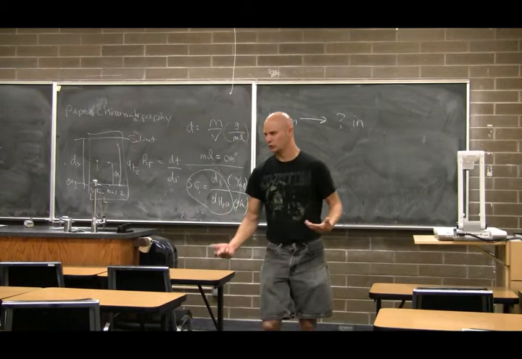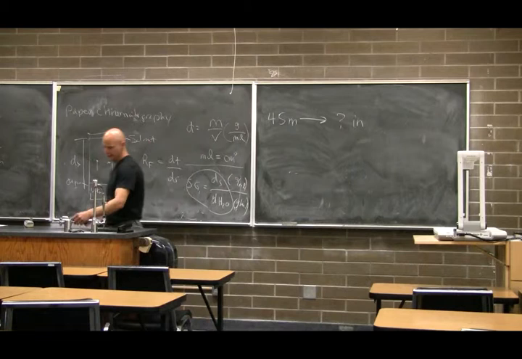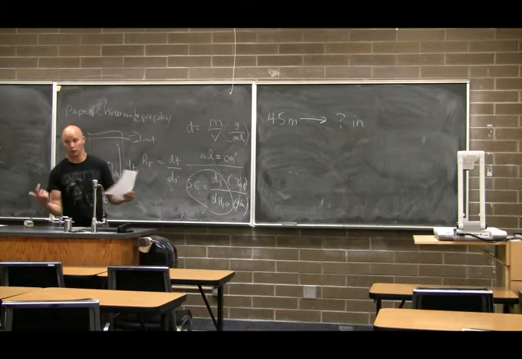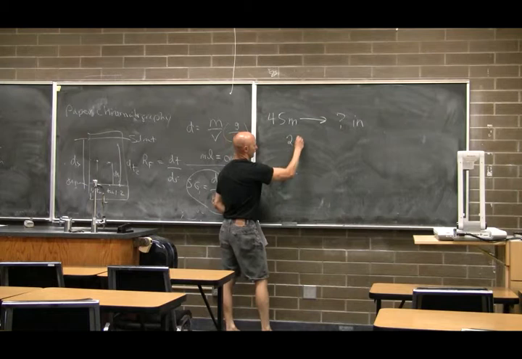Or go to centimeters and centimeters to inches. That was the second option: 2.54 centimeters in an inch. So we want to use 2.54 centimeters per 1 inch.